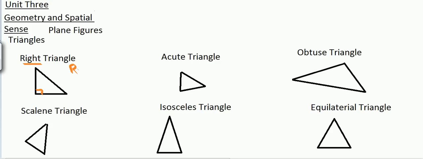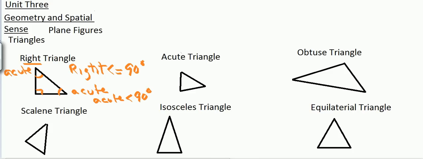A right triangle has a right angle which equals 90 degrees. The other two angles are acute. An acute angle is less than 90 degrees. An acute triangle has three angles that are acute.